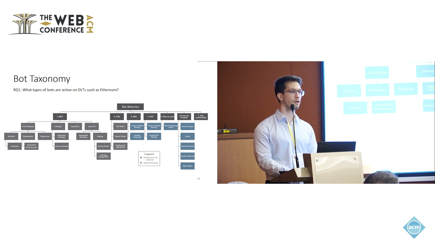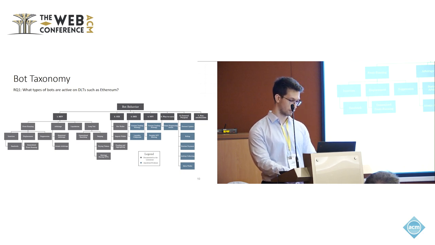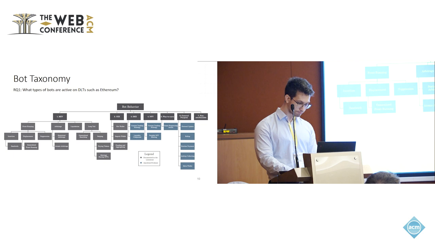I'll give you an example. If you find five accounts that sent the same transactions in parallel, same swaps for the same assets with the same parameters, this is something that we would see as anecdotal evidence.